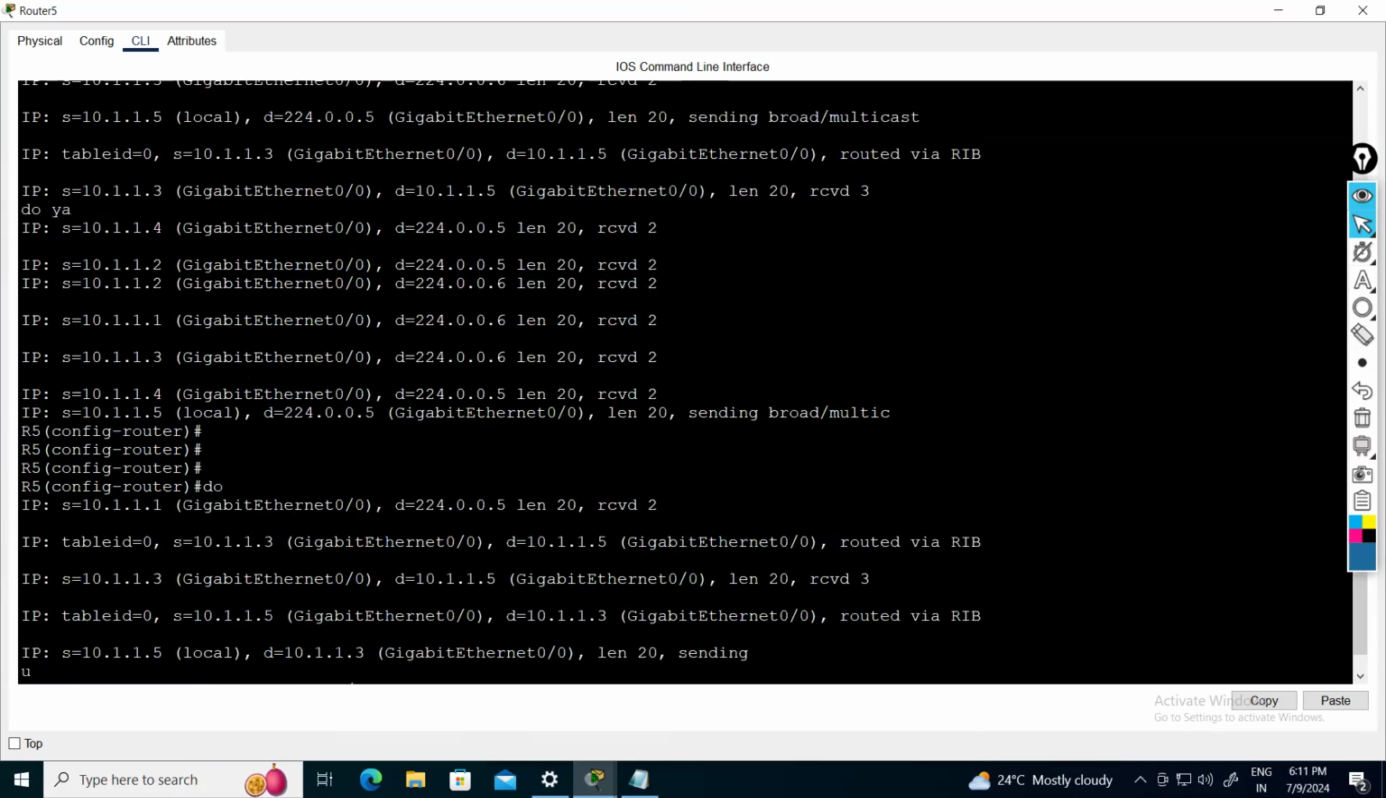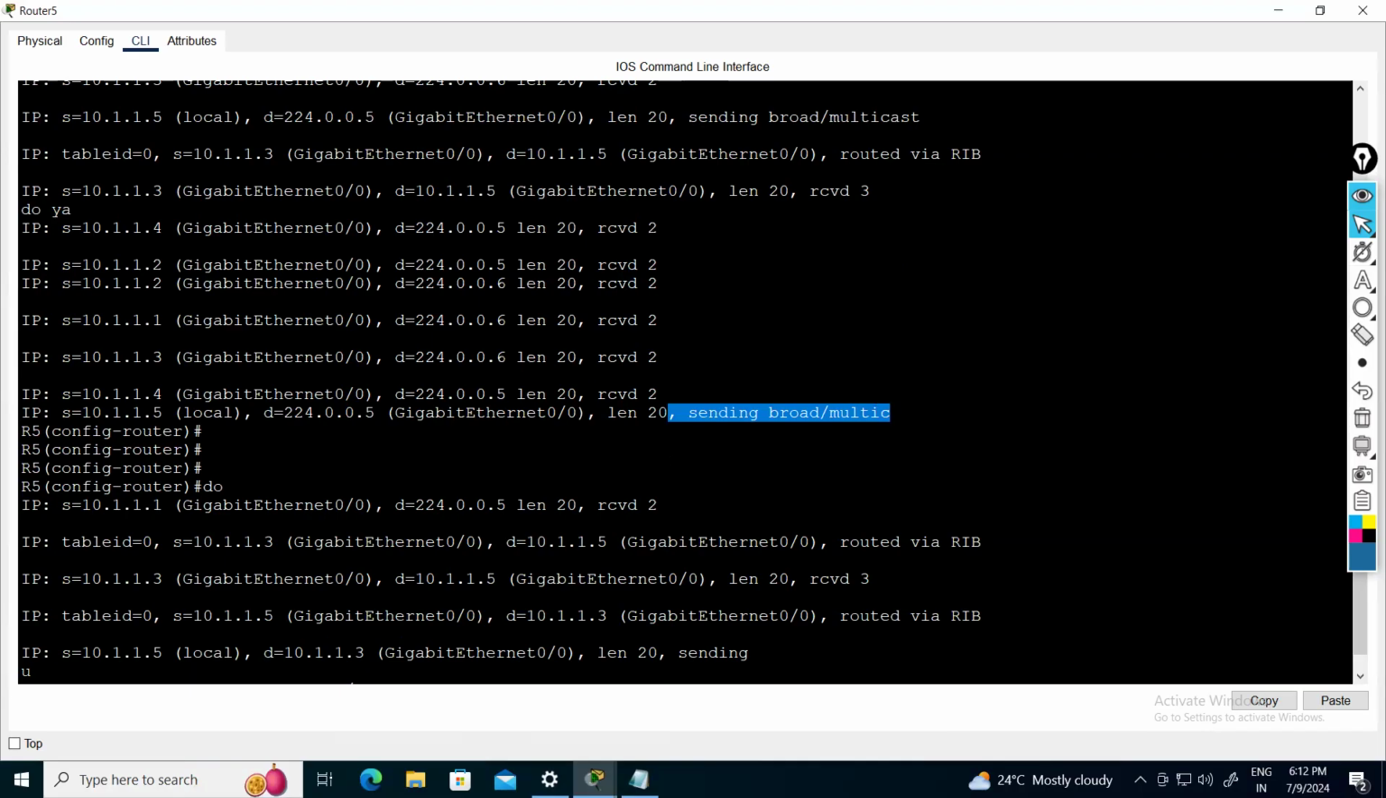Now let me see. You will get this kind of messages that there was a packet, source was 10.1.1.1, destination was 224.0.0.6. Then here it is saying source was 10.1.1.5 and destination was 224.0.0.5. This way you will be able to see. And see here, sending broadcast or multicast traffic.